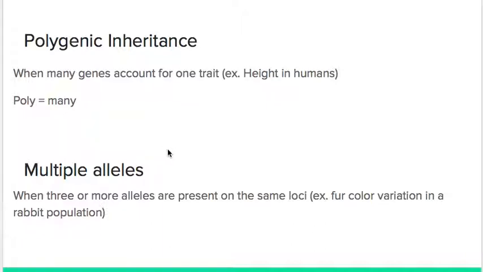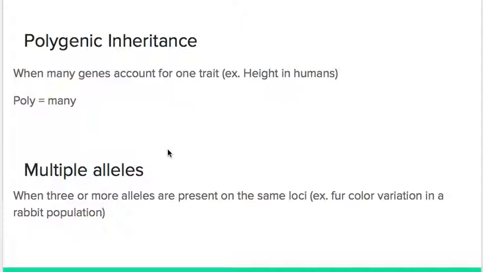The next is multiple alleles. That's when there are three or more alleles present at the same locus, an example being fur color variation in a rabbit population. Multiple alleles allow for many possible dominance relationships, such as one allele being completely dominant to all the other three alleles, while another shows incomplete dominance to the two other alleles.